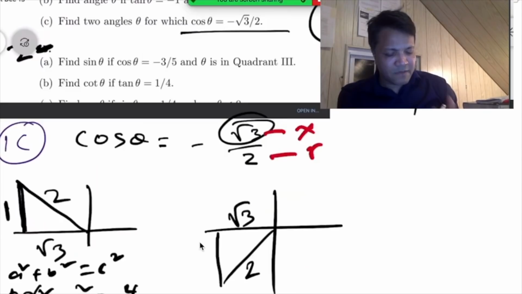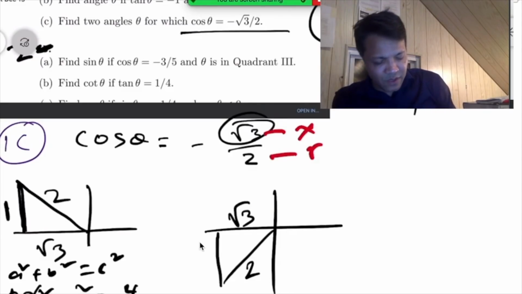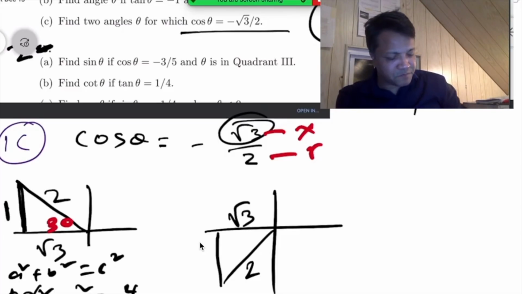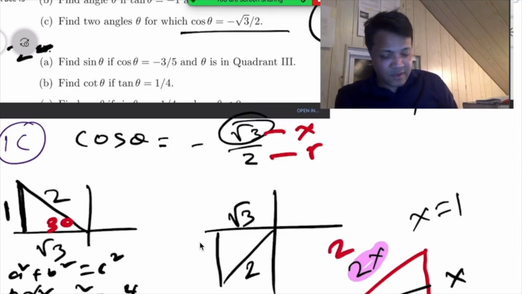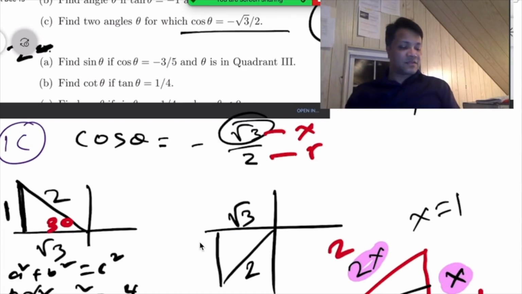So this is 1. So again, this is 30 degrees. How do you know this is 30 degrees? Again, let's go to the 30-60-90 triangle. If this is 30 degrees, then this one must be x, and this one must be 90. So this is 2x, and this is x root 3. Now if you let x be 1, then this becomes 2, this becomes root 3, and this becomes just 1.